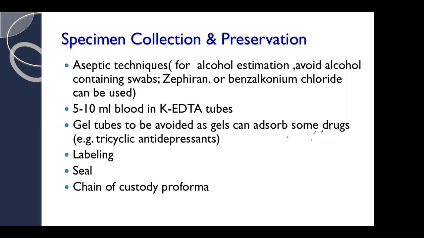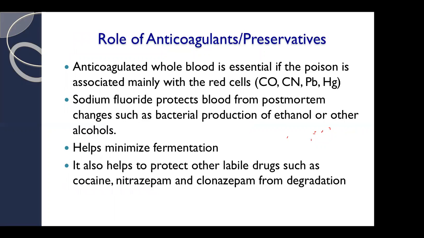Labeling of the samples is very important. Sealing and chain of custody proforma have more stringent requirements in forensic toxicology. Yet it is good lab practice to seal all these clinical toxicology specimens, because later on they might turn into a forensic toxicology scenario. Now, anticoagulated whole blood is essential if the poison is associated mainly with the red cells. And four things, that is carbon monoxide, cyanide, lead, and mercury, have to be taken in whole blood in any case. So we prefer whole blood over serum.